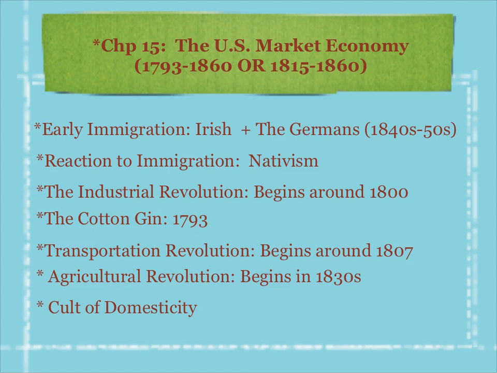Last couple things, the agricultural revolution. Again, we had a couple of major inventions that increased the amount of production of our crops. The biggest two were the mechanical reaper, created by Cyrus McCormick, and that allowed for much easier harvesting of crops, especially wheat and grains. And the other one was the steel plow by John Deere, 1837, which made plowing much easier.